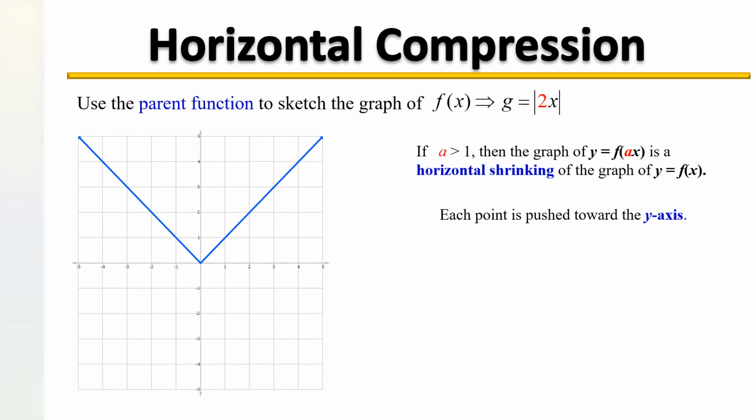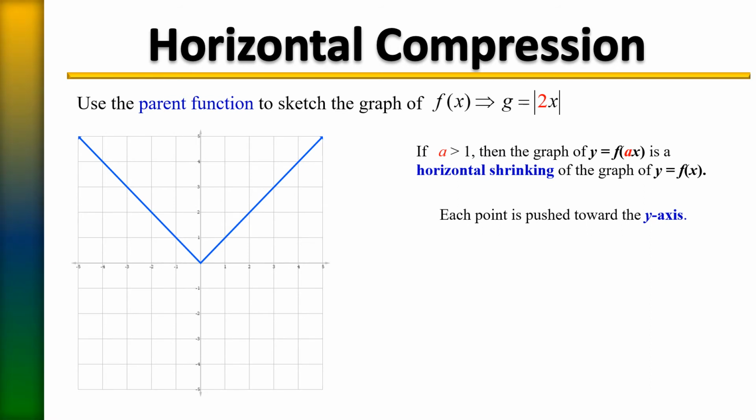In this example, we're going to do a horizontal compression. We're actually going to use the parent function, the absolute value, to sketch the graph of the absolute value of 2x. And notice that the number is within the function itself, so that is a horizontal.